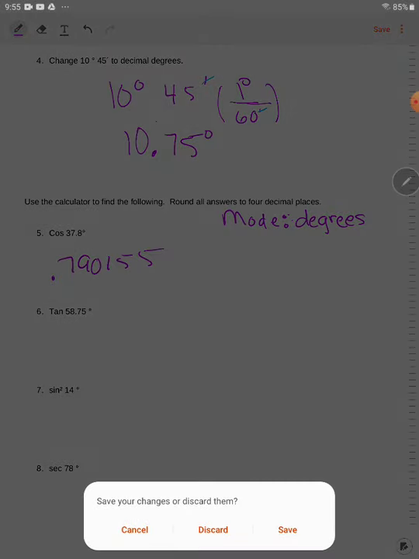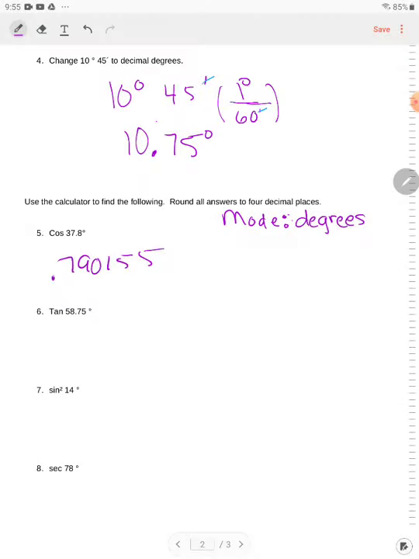0.790155. Okay, so let's talk about rounding again. We want 4 decimal places. So this is approximately 0.790. Okay, so the question is, is that a 1 or 2? So if you recall 1, 2, 3, 4, this is the number you want to round. The 5 tells you to round up. So 0.7902.